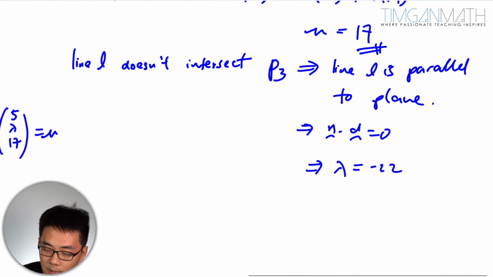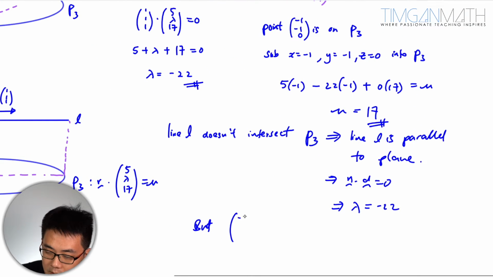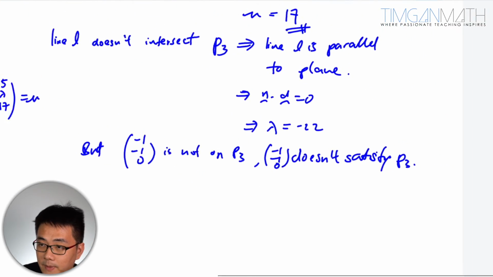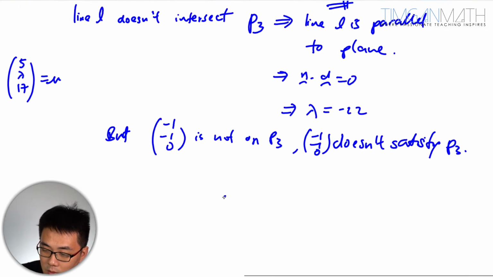Okay, but (-1, -1, 0) is not on P3. So (-1, -1, 0) doesn't satisfy P3. Okay, this is what we can write. So in other words, mu cannot be equal to 17.